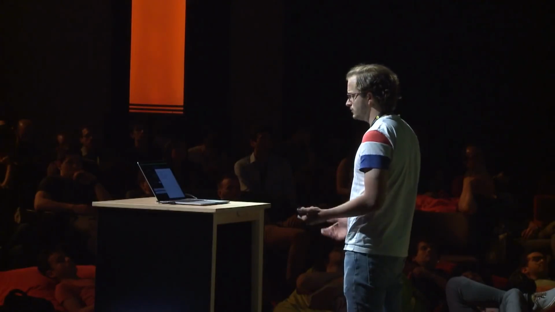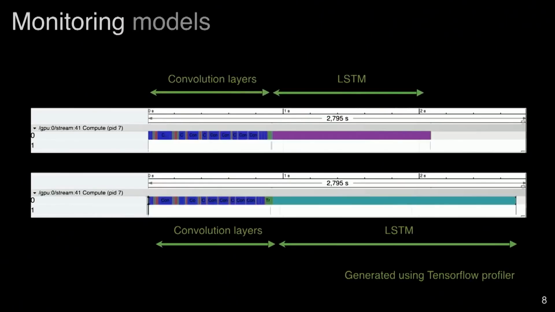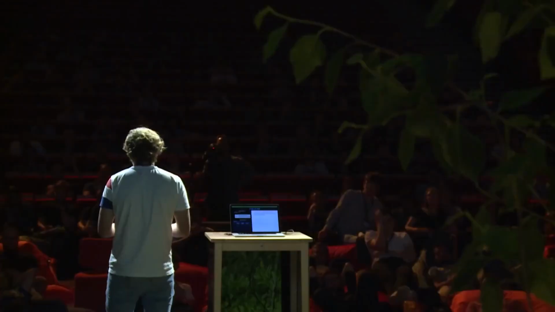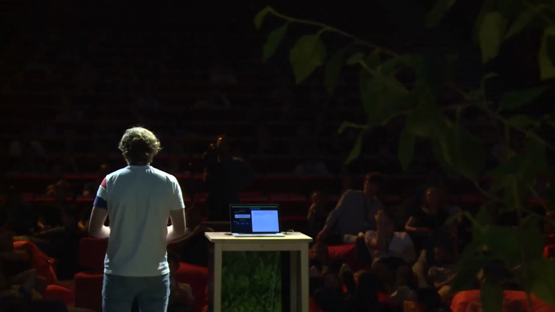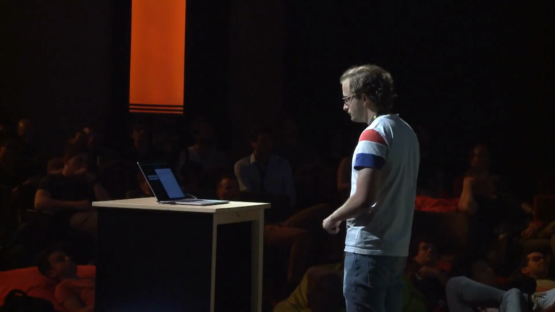So what you can do to act upon that is profiling. This is the TensorFlow profiler, but most of the deep learning frameworks have a profiling tool. And what you can see here is that we have convolutional layers followed by an LSTM. And after a commit, we noticed that our model was taking more time than usual to process images. So we profiled it, and we realized that the LSTM was the culprit here. And we were able to change the LSTM cell and have our model run fast again.